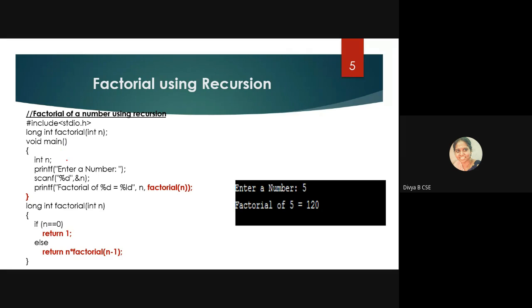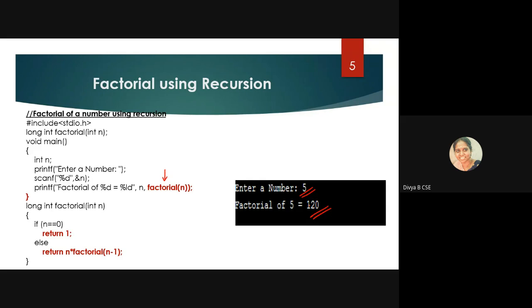In the main, you can see that I have read a number, then I'm just calling that function in the printf itself. You can use a separate variable for calling the function, but for simplicity, we have called it within the printf function itself. Now in the factorial function, you can see the same set of statements. If n is equal to 0, you have to return 1. Otherwise, you have to return n into factorial of n minus 1. So if I have entered 5, I'll be getting the factorial of 5 as 120.